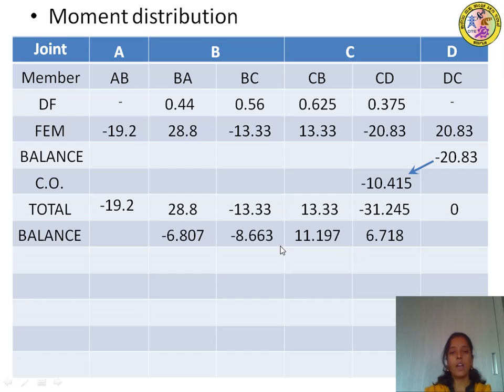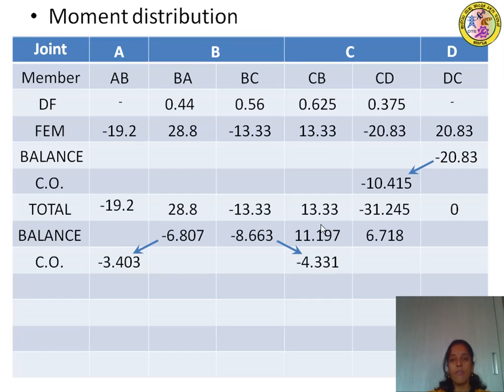Next, as soon as we apply different moments at B and C, some moments will be carried to the far end. So the next step is carryover. The moments are carried from BA to AB, so the far end for BA is AB. Half of minus 6.875 will be equal to minus 3.403. So half of this will be carried to the far end AB. Next, from BC to CB, half of minus 8.663 will be equal to minus 4.331.